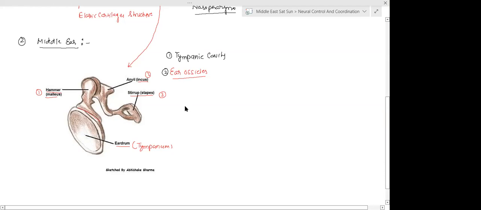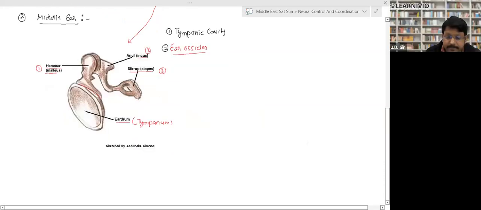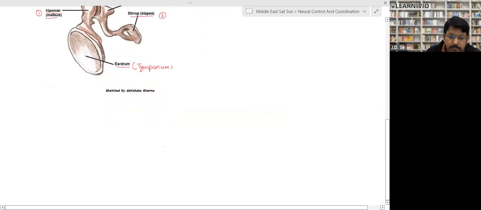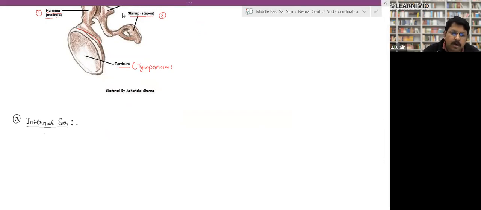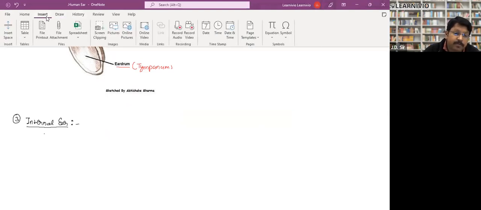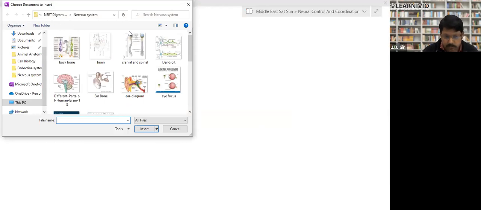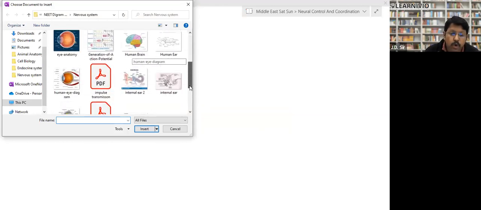Fine. Yes, sir. So the next part is the internal ear. The third part is the internal ear. The internal ear is also made up of a special kind of structure which floats in the lymph or fluid, and that is called the cochlea, right?